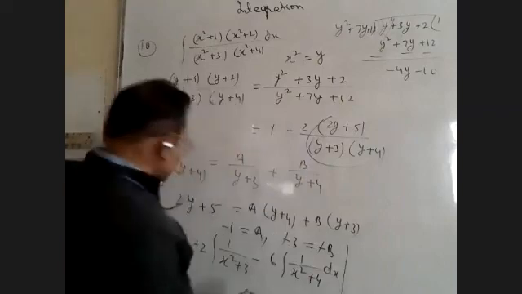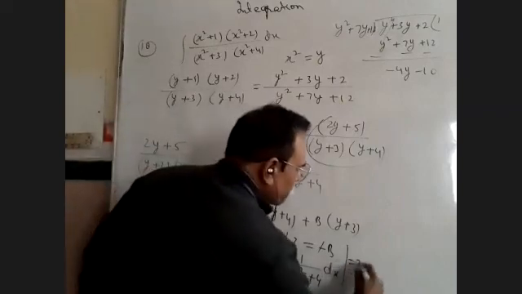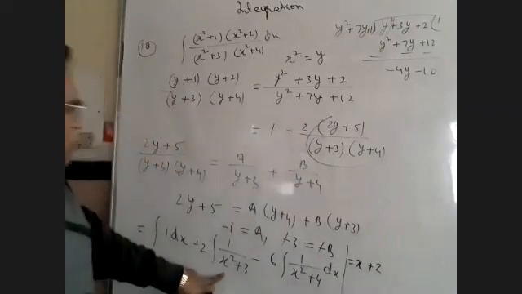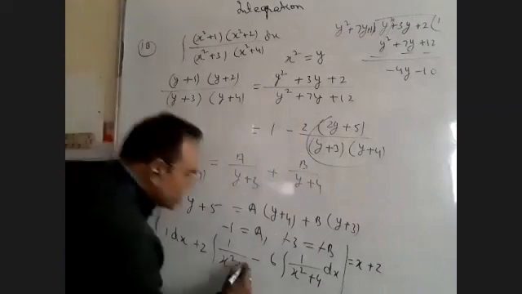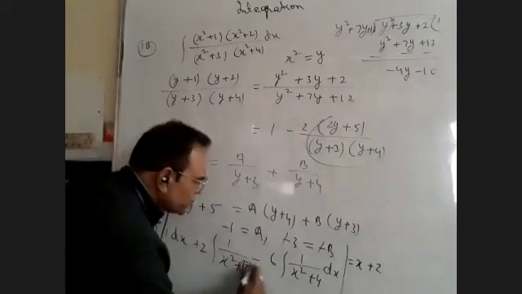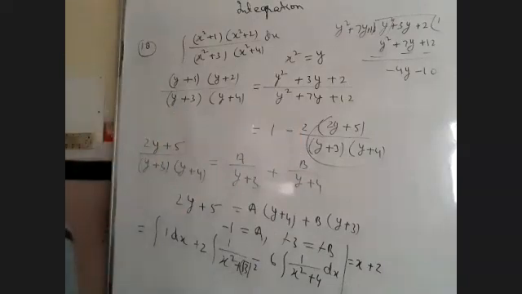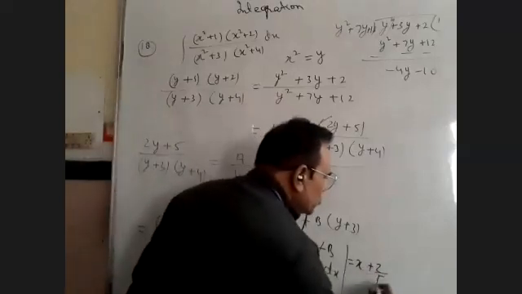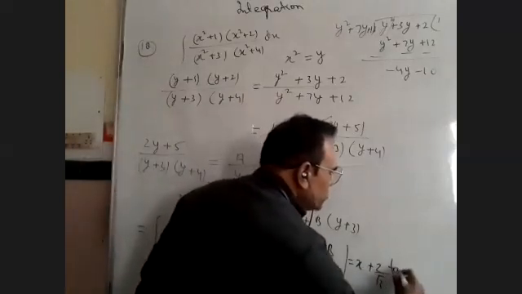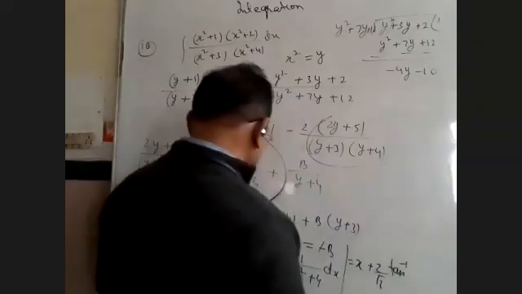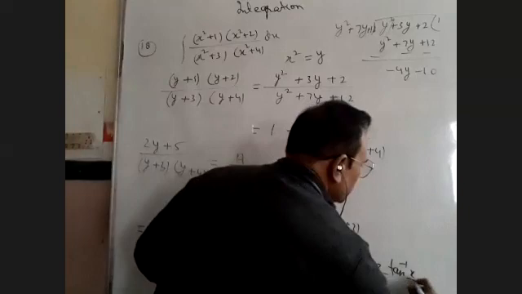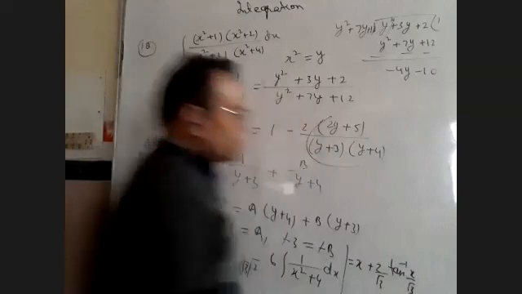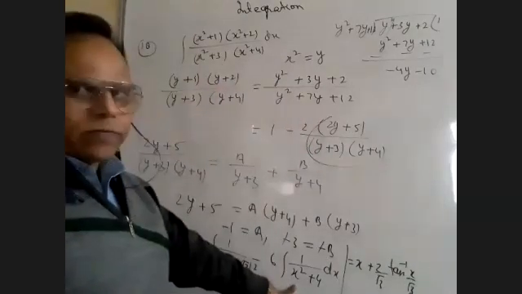After this, the integration of 1 is x plus 2. This is the form of x square plus a square. A square means you can write it is root 3 square, right? So you can write what is the integration of 1 upon x square plus a square, 1 upon a tan inverse x upon a. 1 upon a means 2 upon root 3 tan inverse x upon a. Tan inverse x upon a means x upon root 3.